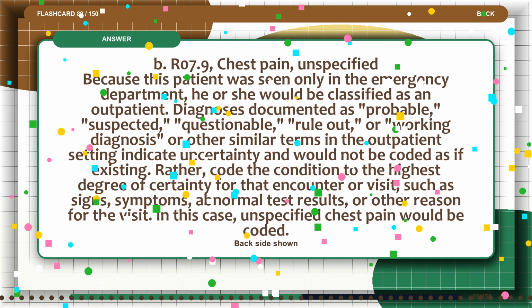Rather, code the condition to the highest degree of certainty for that encounter or visit, such as signs, symptoms, abnormal test results, or other reason for the visit. In this case, unspecified chest pain would be coded.